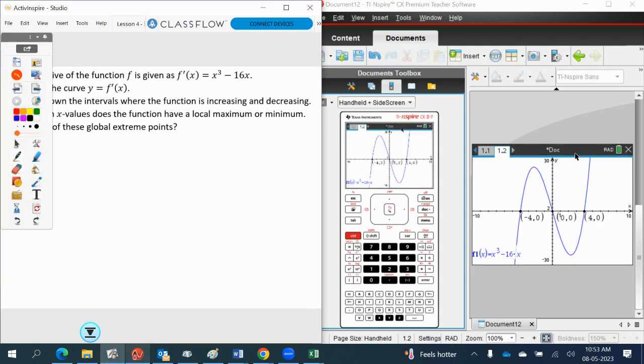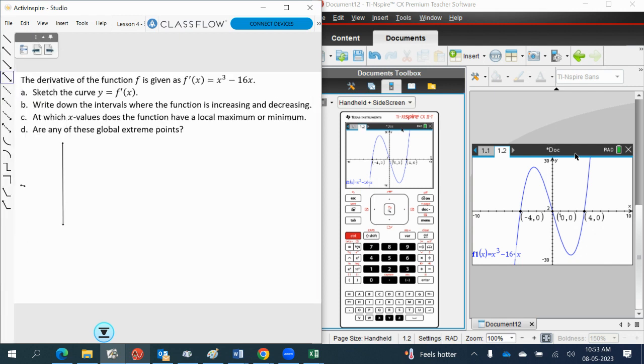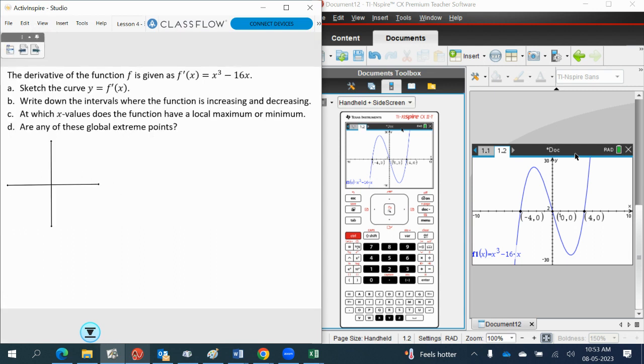So to answer the first question, we need a little sketch. It'll look like this. The graph looks like that. What's important to label here are those points: minus 4, 0, 0, 0, and 4, 0. Your axes intercepts are typically important points that you should include in your sketch. This is the x-axis, this is y, and this is y equals f prime of x. So we've got our derivative.